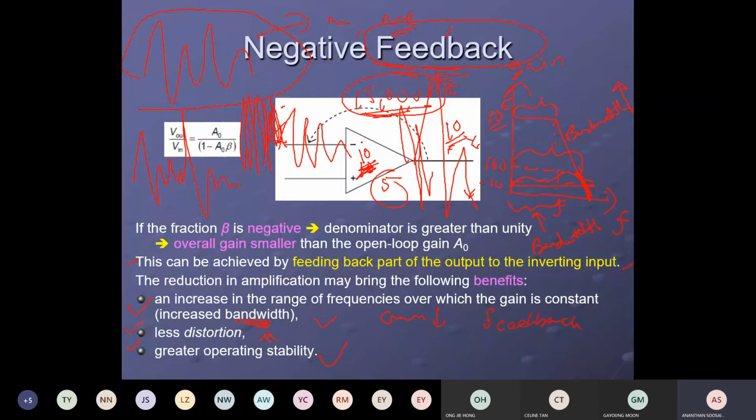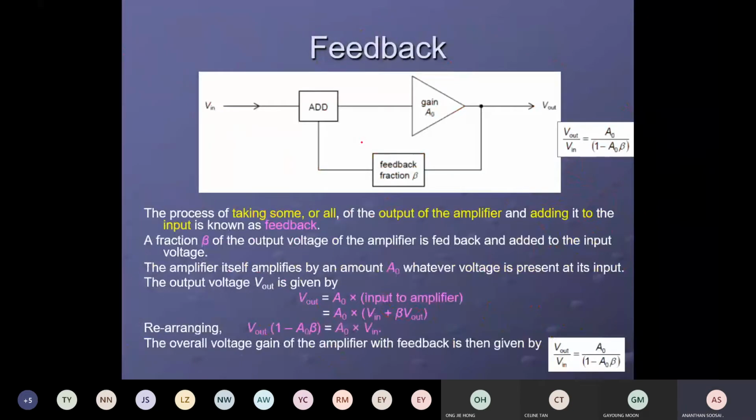Okay, so I go back to the slide. Now, what is meant by feedback? Feedback is just one wire from the output connected back into the input. This is the point you have to remember. Feedback is the process of taking some or all of the output of an amplifier and adding it into the input. It's called feedback.